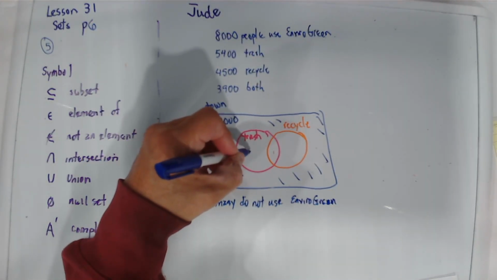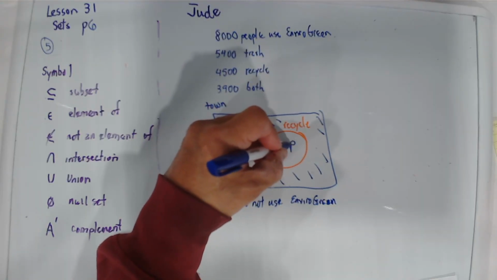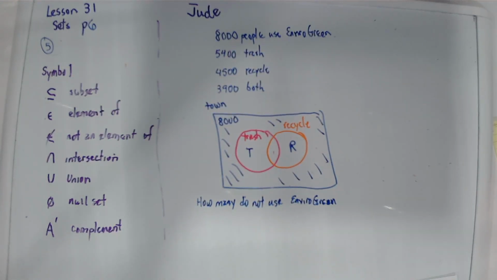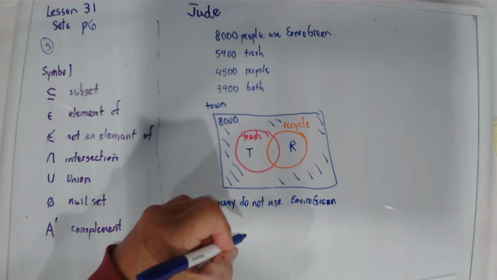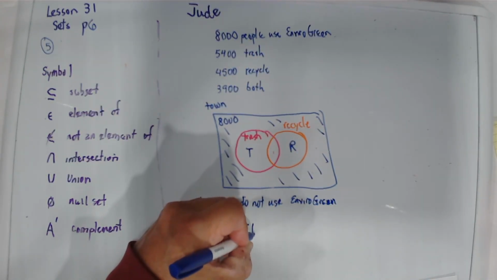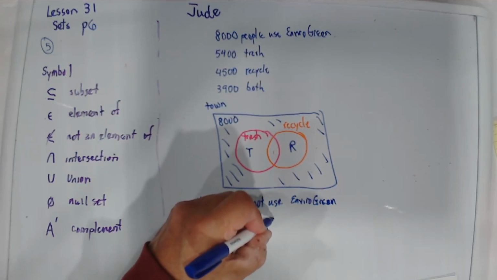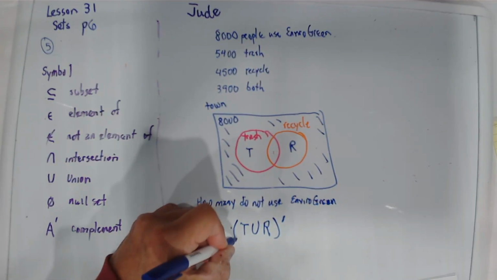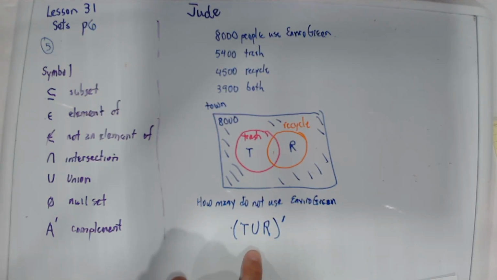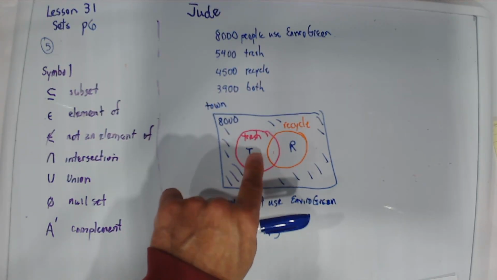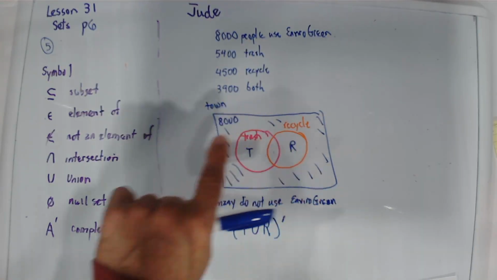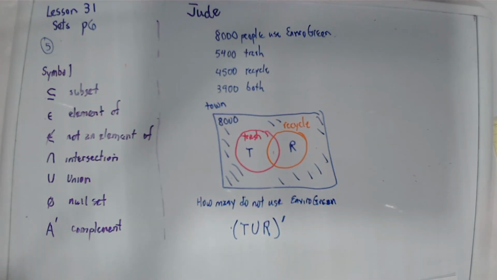If we call the trash T and the recycle R, what we want is everything outside of that. So the way we would write that, if we're writing this in set notation, is the answer would be T union R and the complement of that. So that's what T union R would be. It'd be this plus that, but everything outside of that. So let's see if we can figure out what that is.